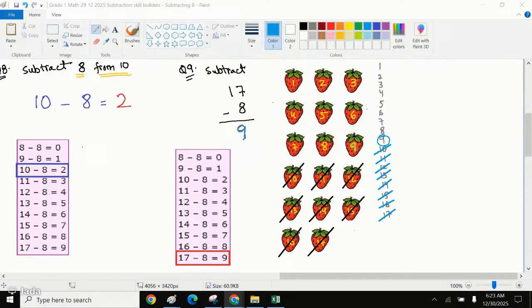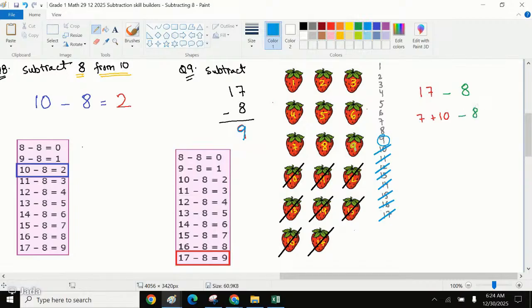Let's try one more method. How can we do this? We know that the question was 17 minus 8, right? This was the question. We know that 17 can be written as 7 plus 10, right? But we had to subtract 8.